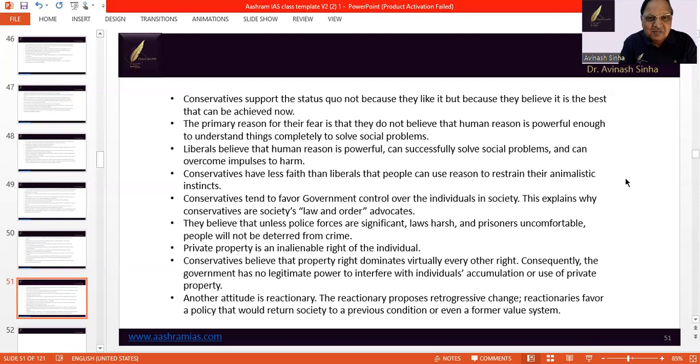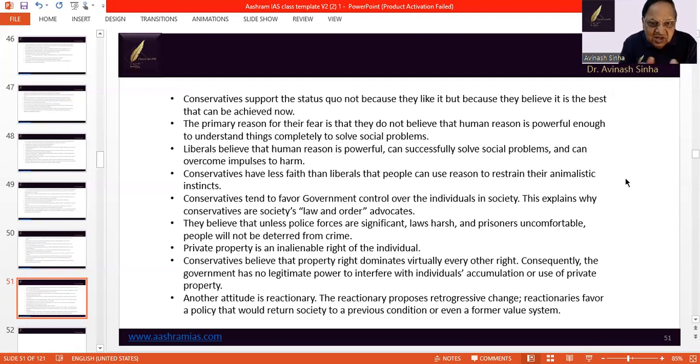Liberals, on the other hand, believe that human reason is powerful and can successfully solve social problems and can overcome impulses to harm. So, liberals have full faith and belief in the power of reason. Now, conservatives have less faith than liberals that people can use reason to restrain their animalistic instincts.